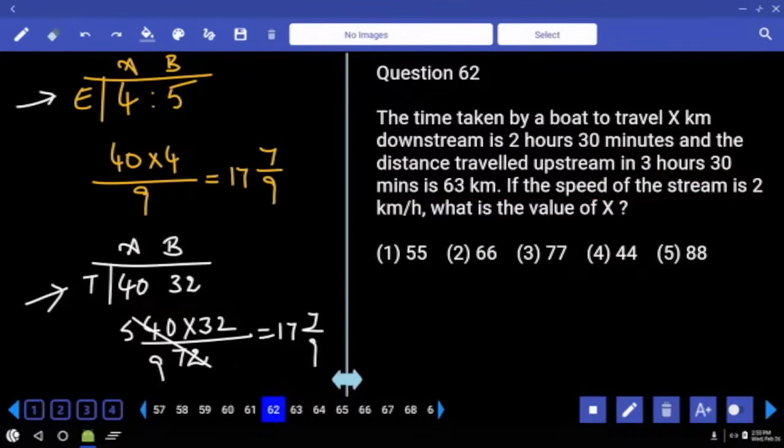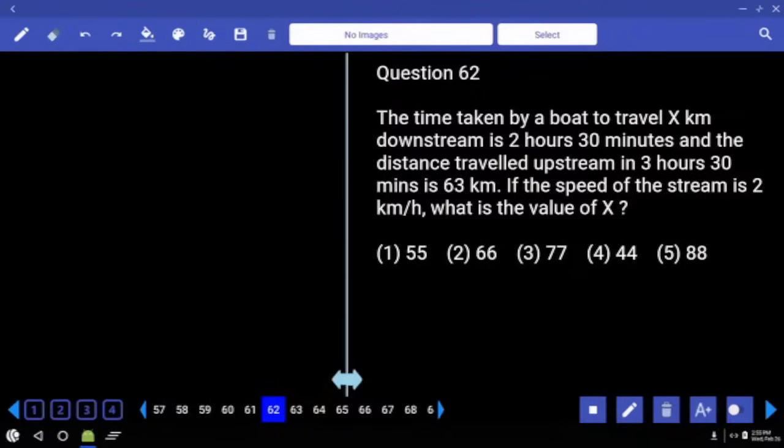The time taken by the boat to travel X kilometers downstream is 2 hours 30 minutes. And the distance traveled upstream in 3 hours 30 minutes is 63. 3 hours 30 minutes, which is 3.5 hours only, which is 7 by 2 hours. In 7 by 2 hours, distance covered is 63. Then per hour it will be 63 by 7 by 2.